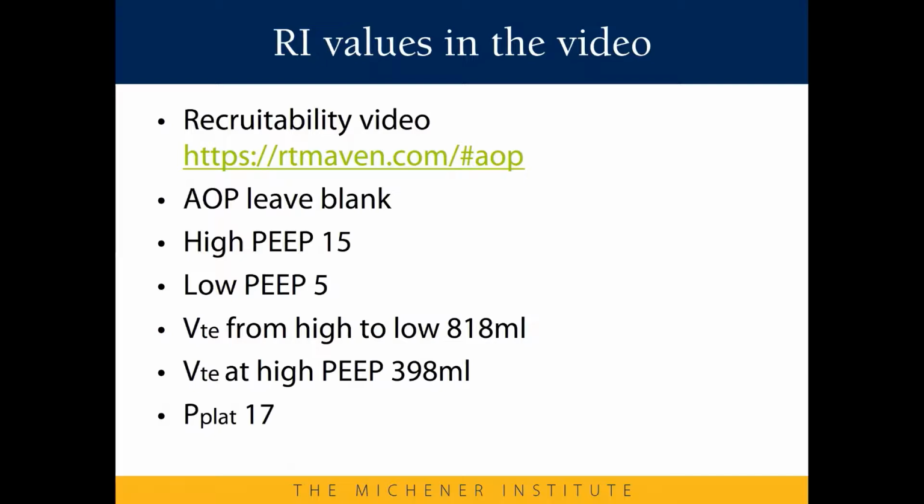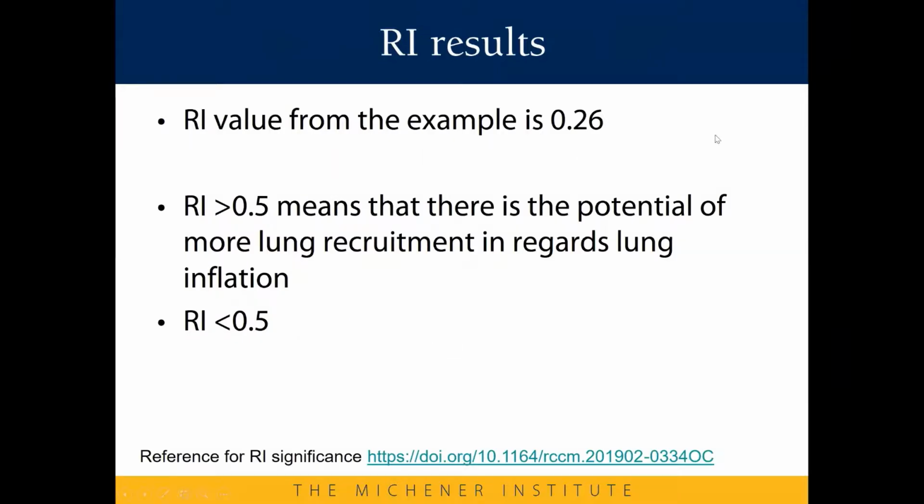His tidal volume from high to low was 818. And the exhaled tidal volume at the high PEEP was 398 mils. His plateau pressure was 17. And so when you put those values into the calculator, leaving the airway opening pressure blank, as we did not have one, it gives you an RI index of 0.26.